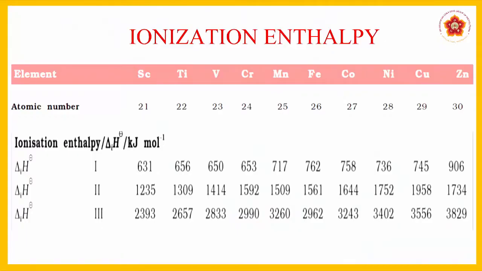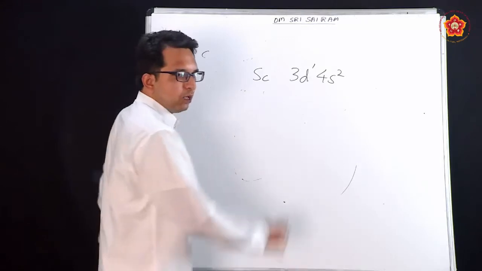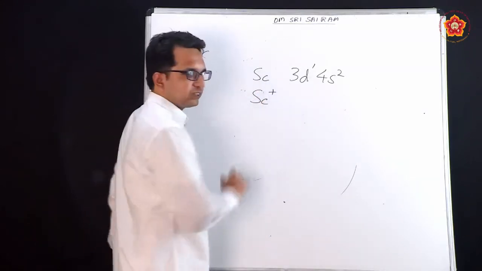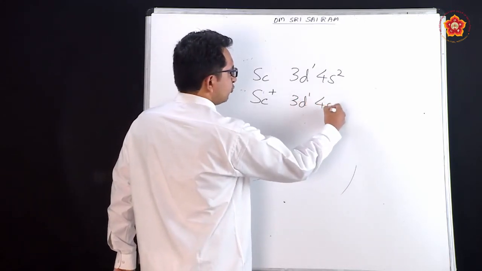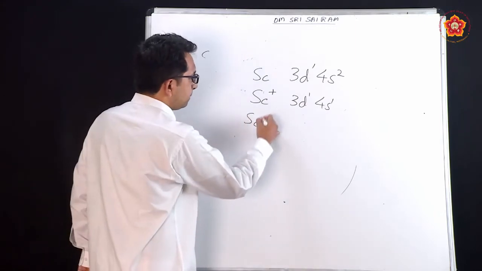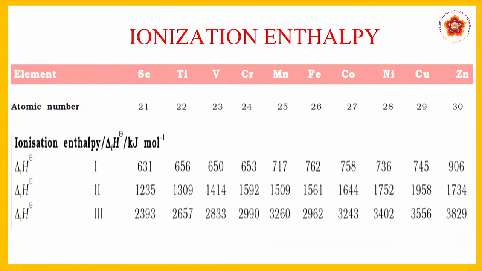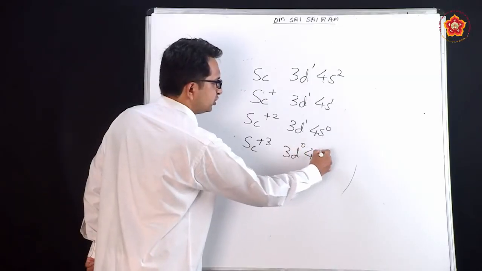Now, the question is about the first ionization, second ionization and third ionization. What is this factor? Suppose I have scandium, its atomic number is 21, and I know that the configuration is 3d1 4s2. Now, when I go to scandium plus, what does this mean? I have removed one electron. It means that this is 3d1 4s1. If I go for scandium plus 2, it indicates 3d1 and 4s0. I have removed another electron. Then if I go further, scandium plus 3, 3d0 4s0.